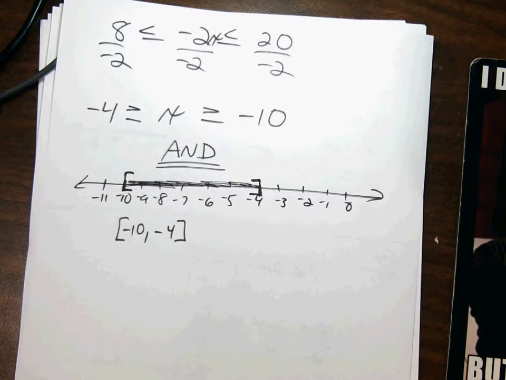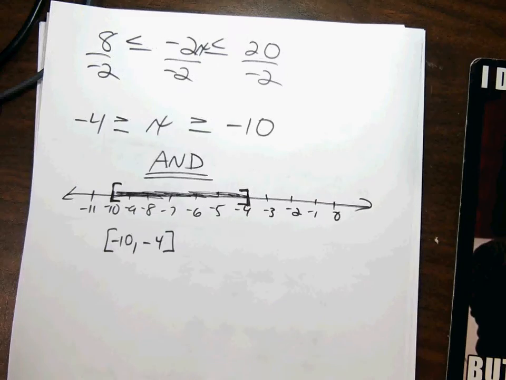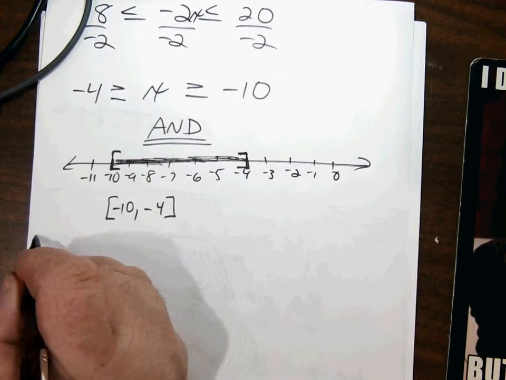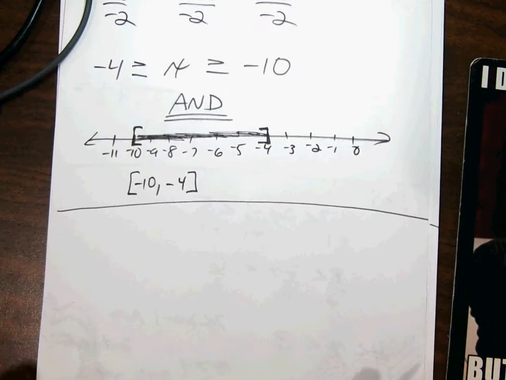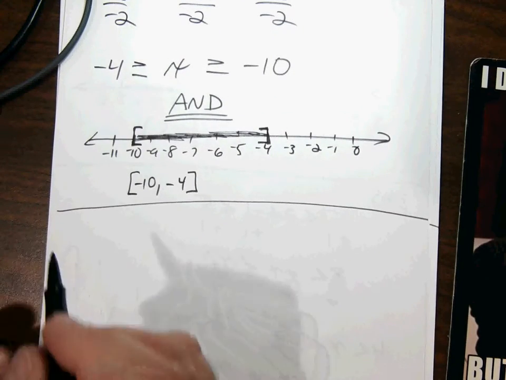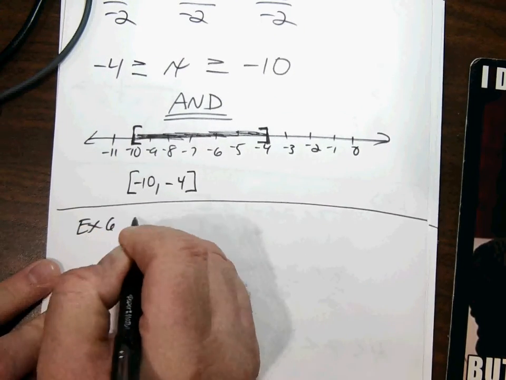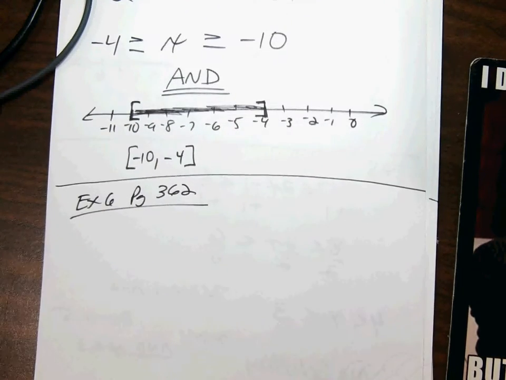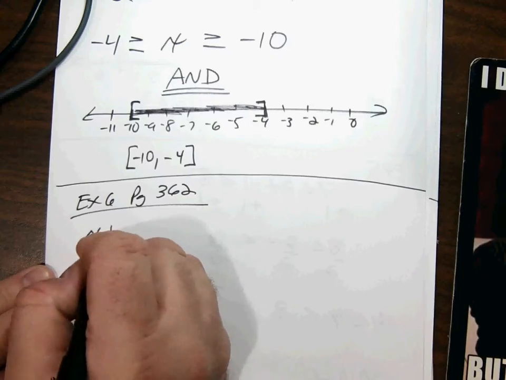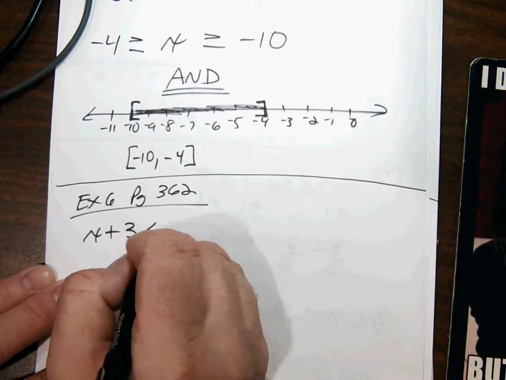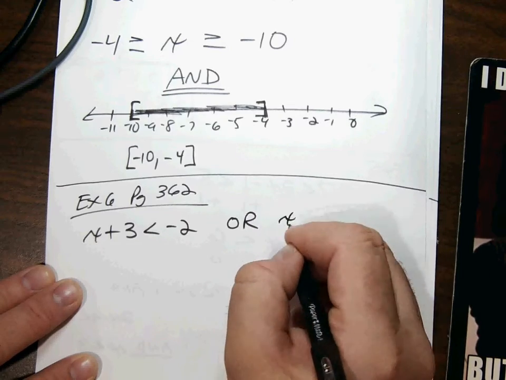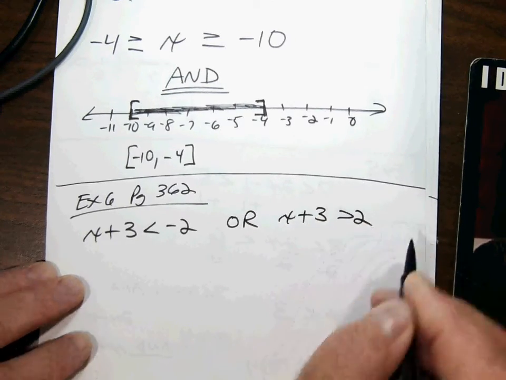Okay. Now you might get an or problem. An or problem is okay because you won't have a conflict with an or problem. In our next example, example 6 on page 362, is an or problem. Look what it says. X plus 3 is less than negative 2, or it gives you a whole separate problem here. X plus 3 is greater than 2.